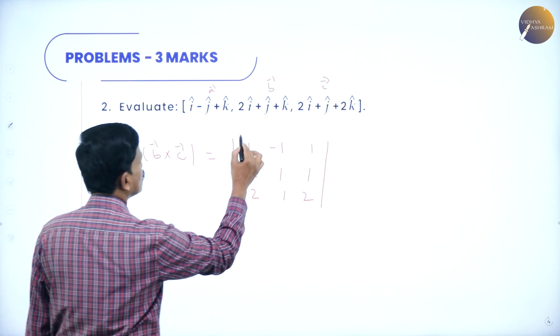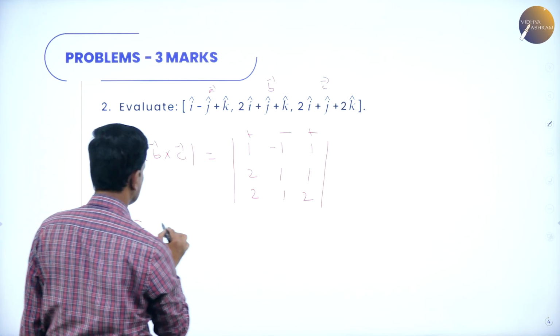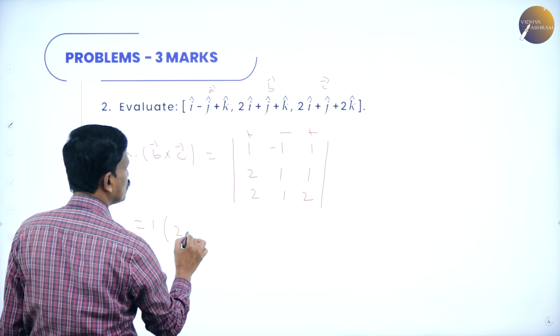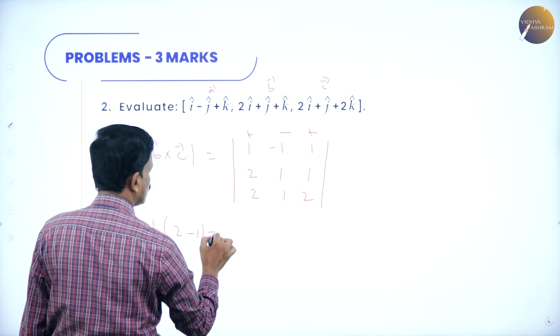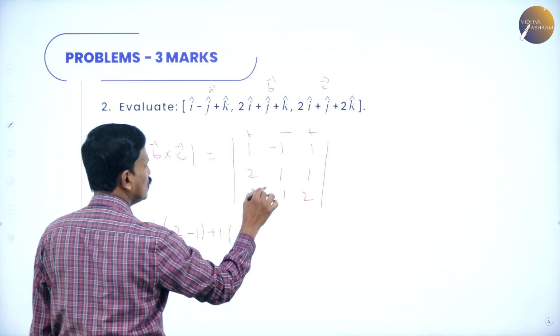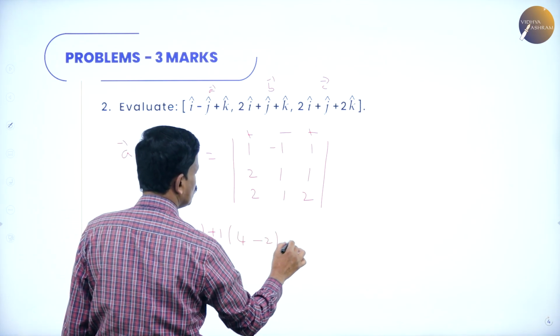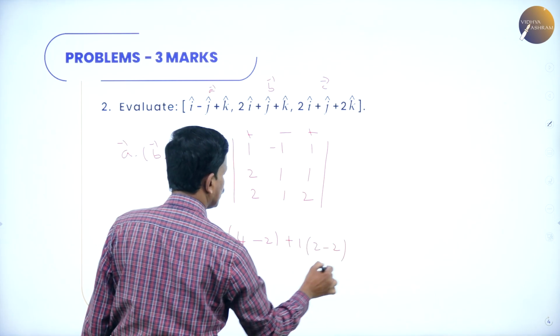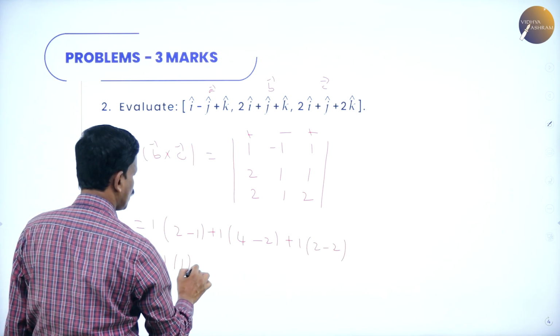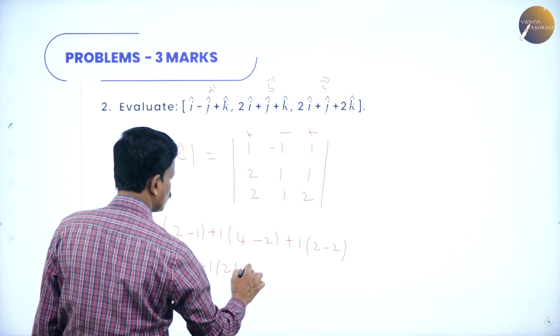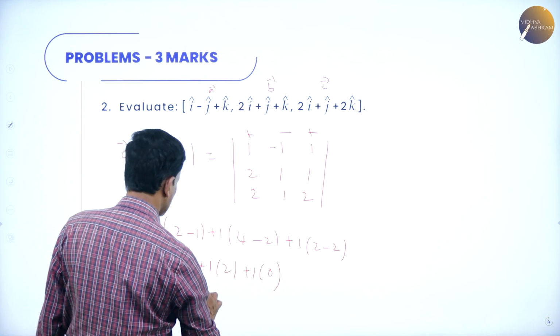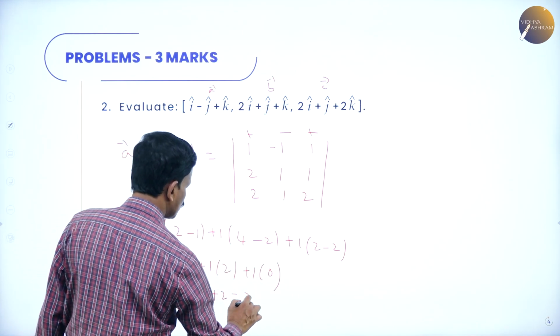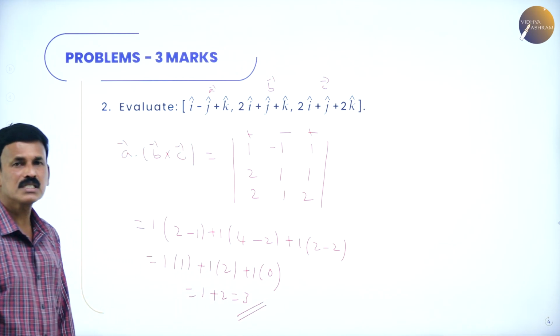Now simplify this. Plus, minus and plus. 1 into 1 twos are 2, minus 1. Minus into minus, plus 1 into, this is gone, 2 twos are 4 minus 2. Plus 1 into, row and column is deleted, 1 twos are 2 minus 2. So this is 1 into 1 plus 1 into 2 plus 1 into 0. This is 1 plus 2 is equal to 3. So the required answer is 3.